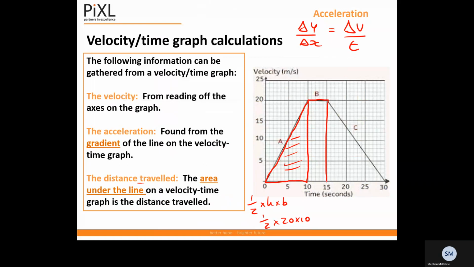I can find the distance traveled for section B as well. I just have to find the area of this rectangular looking thing. Now, the difference between 10 and 5 and 15 and 10 is 5. The difference between 20 and 0 is 20. So I do 20 times 5, and I know that that's 100. So the distance traveled was 100 meters.